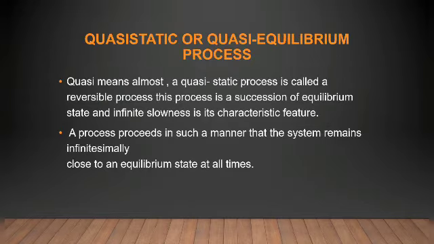Now we see the quasi-static or quasi-equilibrium process. Quasi means almost, and a quasi-static process is called a reversible process. This process is a succession of equilibrium states and a finite slowness is its characteristic feature. The process proceeds in such a manner that the system remains infinitely close to the equilibrium state at all times.